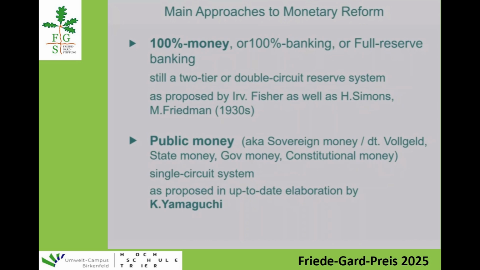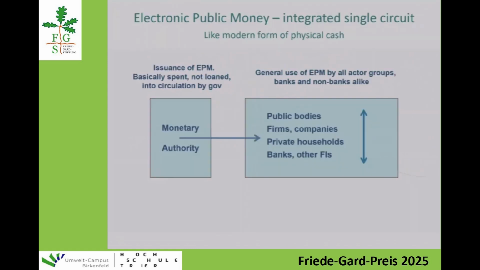The other main approach is public money, now especially electronic public money, as proposed by today's prize winner, Professor Yamaguchi. In Europe and America, another term used in a similar sense is sovereign money, in the German language called Vollgeld. However you call it, next slide, please.